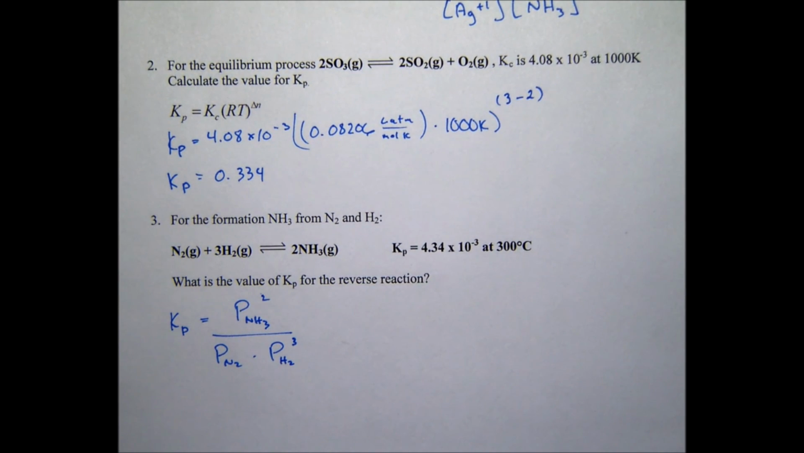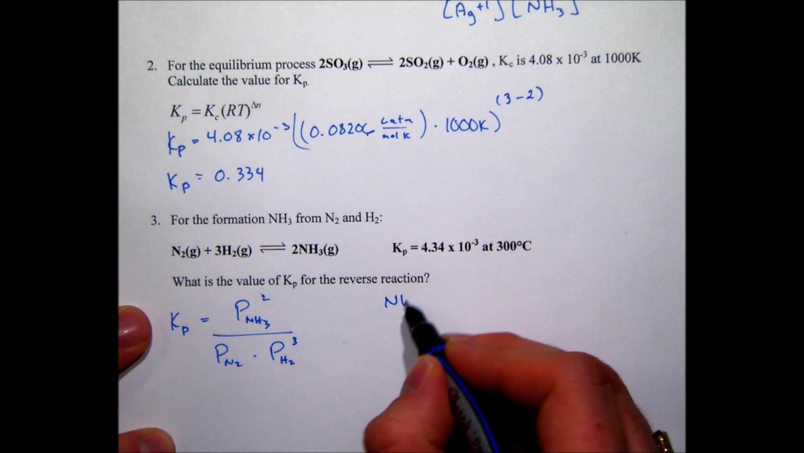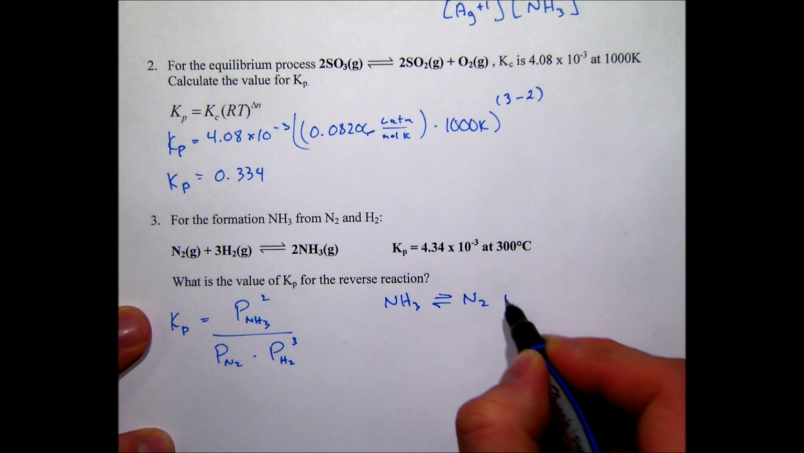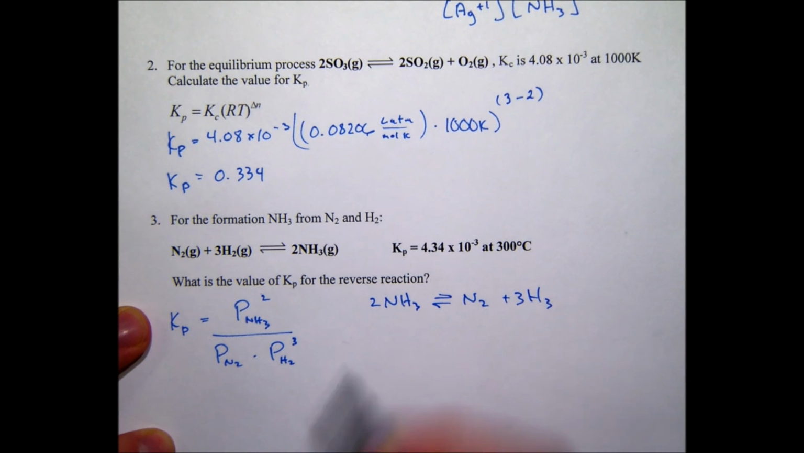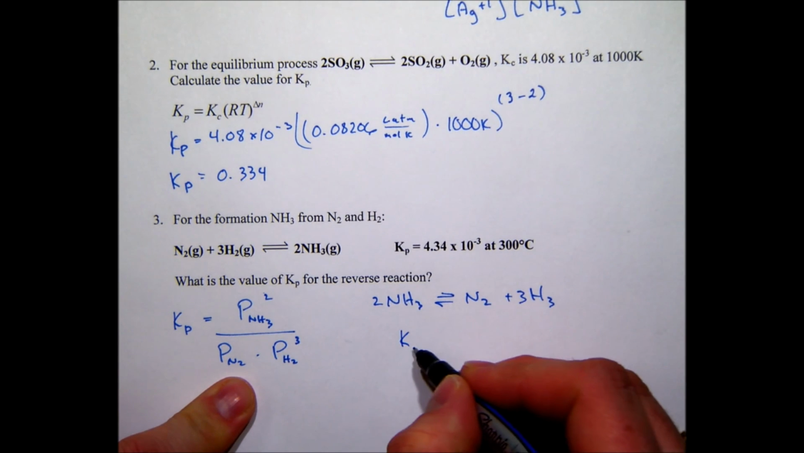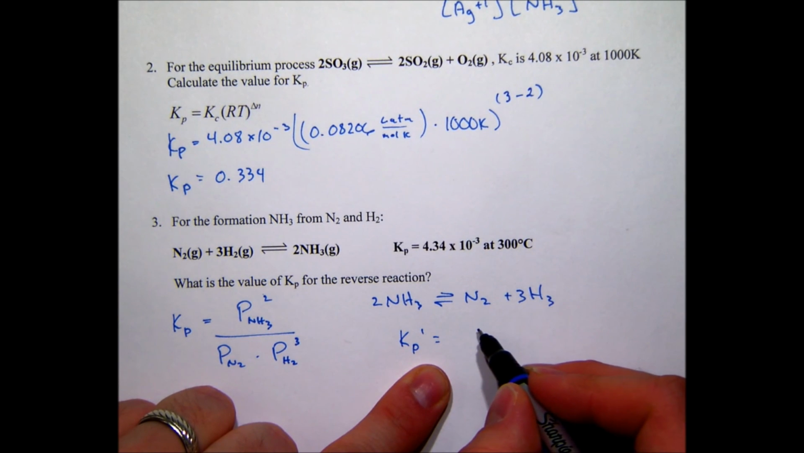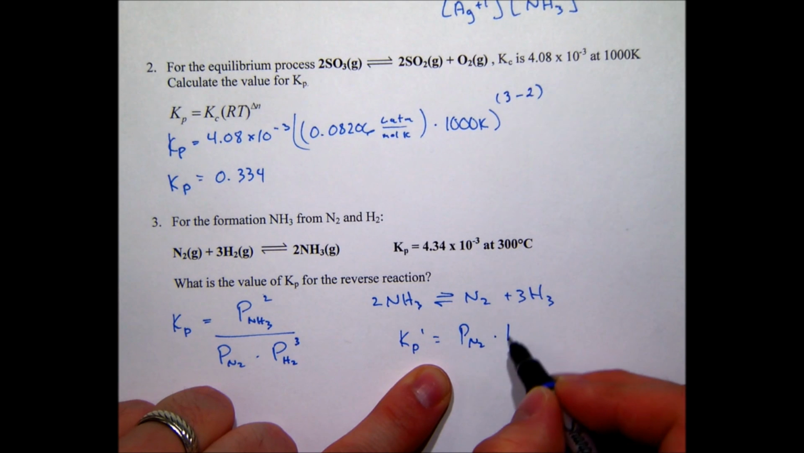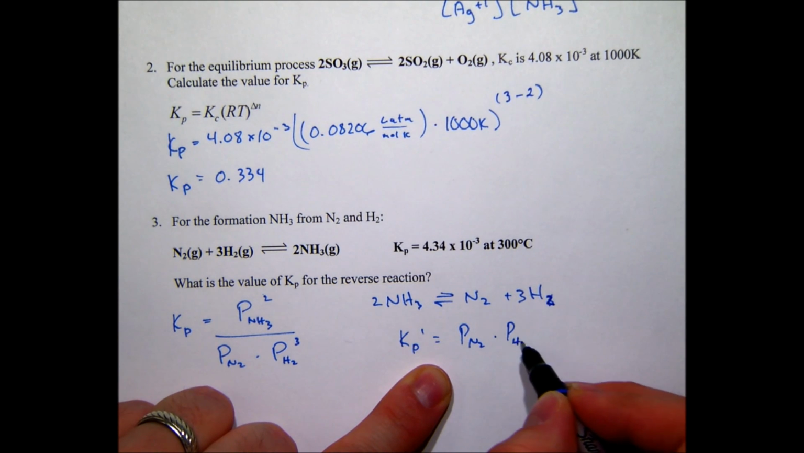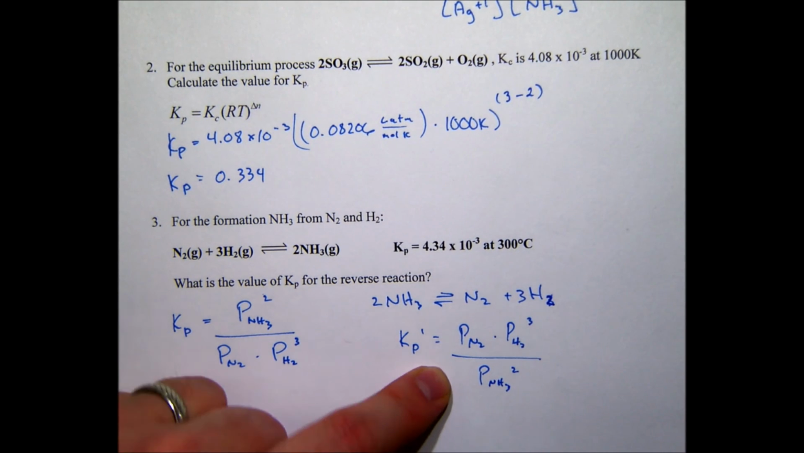If we were to write this with the reverse reaction, what's on top and what's on bottom would have to flip; in other words, you'd be writing the inverse. So if I write the reverse reaction, NH3 going to N2 plus H2, it's always products over reactants. So I would have Kp, with a little dash to show that it is the reverse, equal to the partial pressure of nitrogen times the partial pressure of hydrogen over the partial pressure of NH3, each raised to its coefficient.